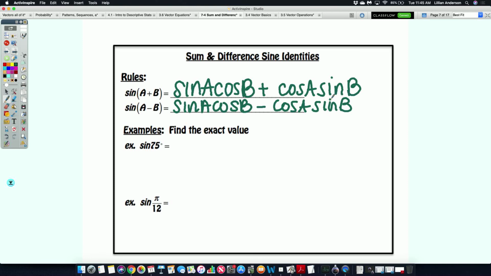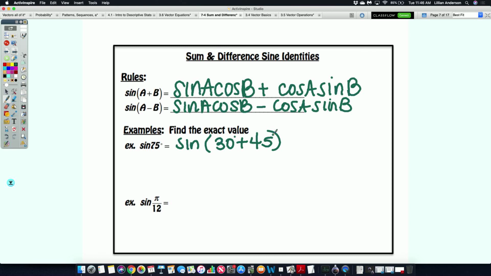So for example, sine of 75 degrees. Is 75 degrees on your unit circle? No, it is not. However, I can use the sum and difference identities for sine and try to figure out, using the angles on my unit circle, are there two angles that I could add to get 75 degrees or subtract to get 75 degrees? 30 and 45. When I add those together, doesn't that make 75? Yes. So if I wanted to find the exact value of the sine of 75 degrees, I want to use the sum and difference identity for sine and add 30 degrees and 45 degrees.